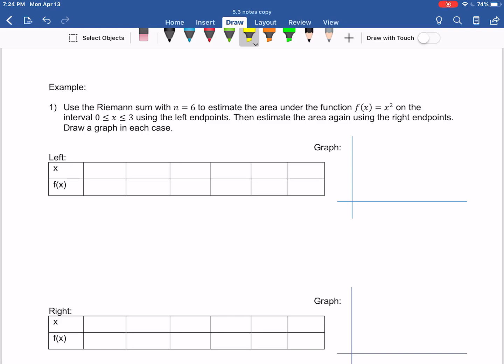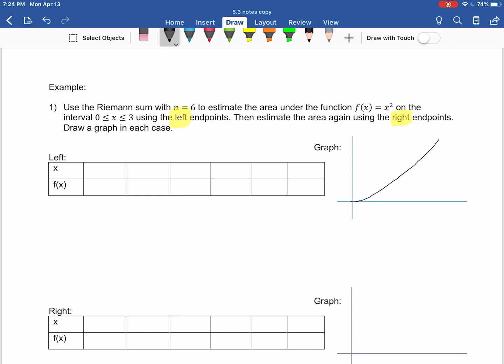We're going to use the Riemann sum with 6 subintervals, or 6 rectangles, to estimate the area under the function f of x equals x squared from 0 to 3. We're using the left endpoints for this first graph, and then next we're going to use the right endpoints for the example below. So the first thing I want to do is draw you a picture of what's happening here.